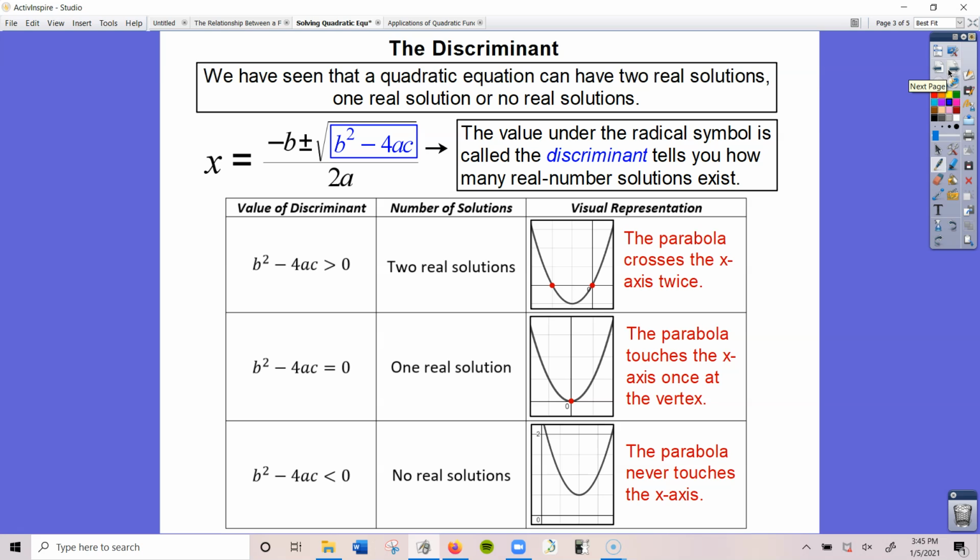Now that we have a better idea of using the quadratic formula, we're going to focus a little bit on what's called the discriminant. The discriminant is the part that is inside of the radical in the quadratic formula, which is the b squared minus 4ac. Now the discriminant tells you how many real number solutions are going to exist when we find the answer.